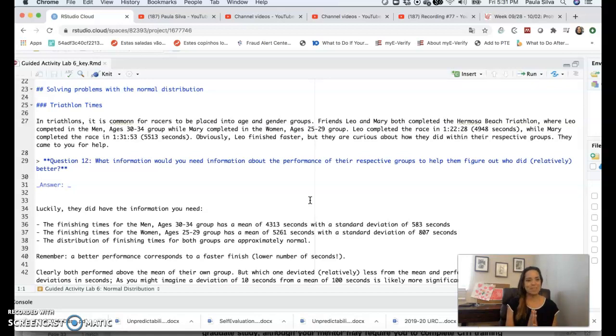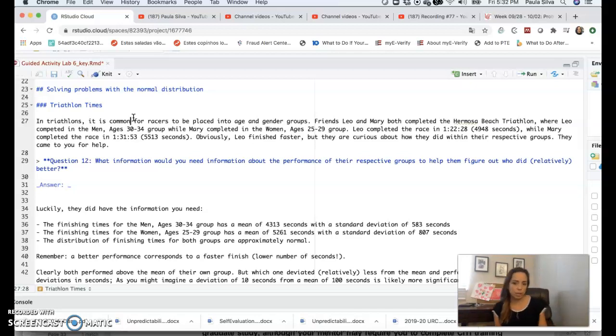Triathlon times. In triathlons, it is common for racers to be placed into age and gender groups. Friends Leo and Mary both completed the Hermosa Beach Triathlon, where Leo completed in the men ages 30 to 34 group, while Mary completed in the women ages 25 to 29 group. Leo completed the race in 1 hour, 22 minutes and 22 seconds. That's 4,948 seconds, while Mary completed the race in 5,013 seconds.